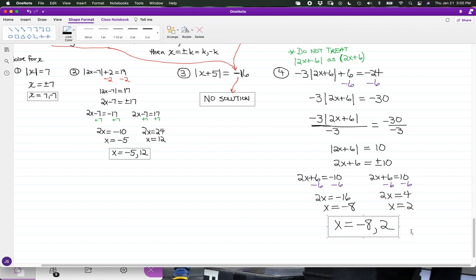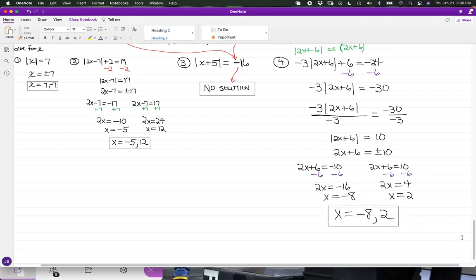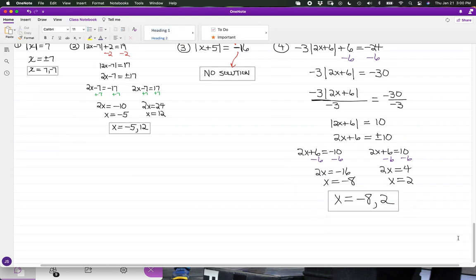All right, and let's say that for what we have in working with absolute value. And tell you what, let's see what we get.